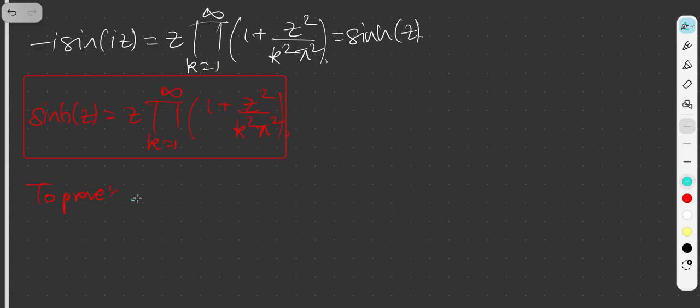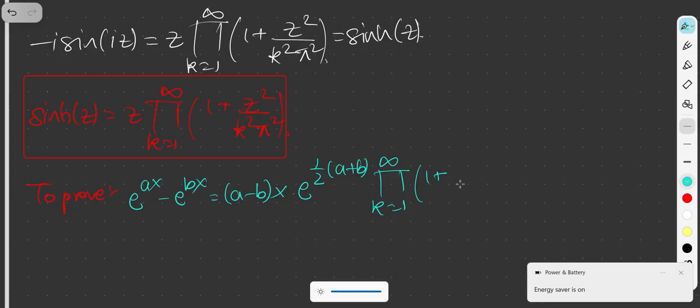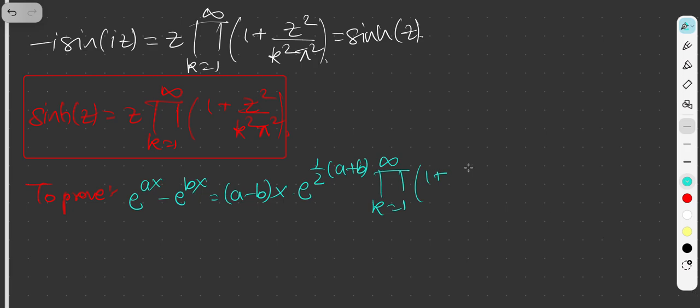That was e to the ax minus e to the bx equals e to the minus b times x times e to the 1 over 2 times a plus b, and times the product as k goes from 1 to infinity of 1 plus, let me just check this out, yes, a minus b whole squared x squared over 4 k squared pi squared. So that's what we have to prove here.